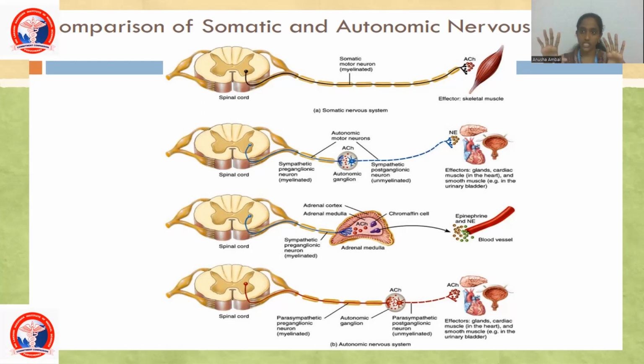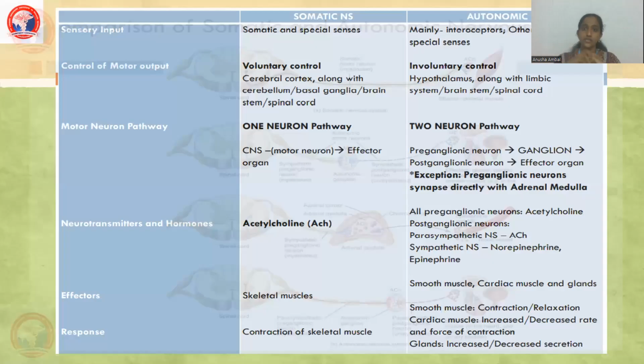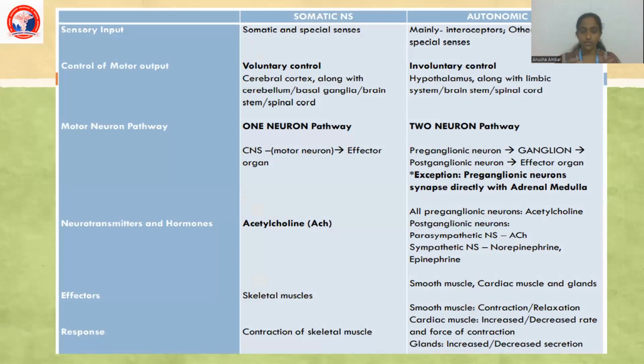So these are the major differences you should have in your mind before we move on to the next slide. So this is the same, put into words. Somatic, what is the input? It will be mainly the senses, somatic sense, or it can be a special sense. In autonomic, it will be mainly the interoceptors which are the input.